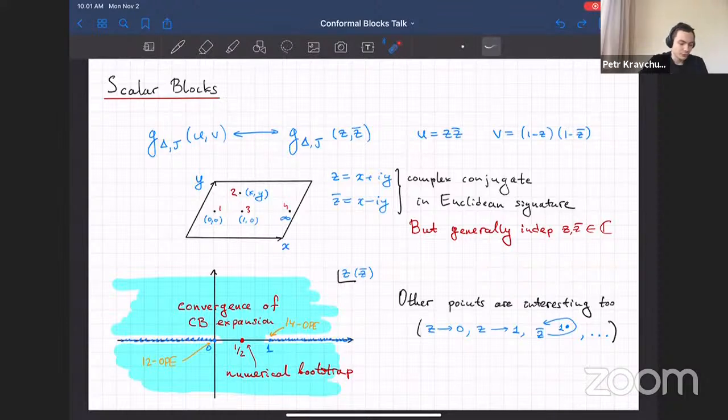And for numerical bootstrap, we are mostly interested in computing the function in this area, but for some more analytic approaches, lots of other limits are interesting. Let's say we can take just z going to 0 and z bar not going to 0. And sometimes it's also interesting, say for edge physics, to get one of the cross ratios to go under the cut. But I'm not going to go into details for that. I'll just discuss this simple region here.